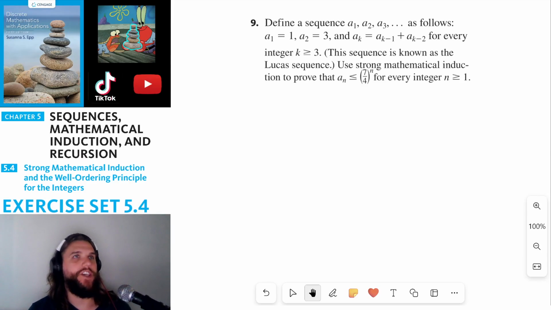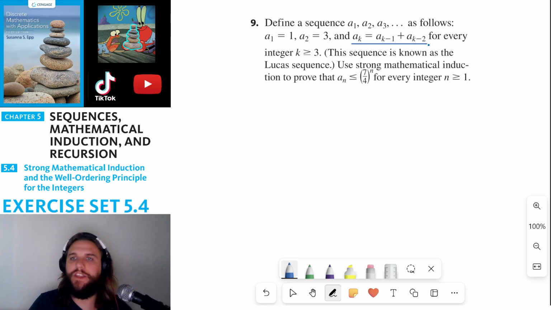Define a sequence a sub 1, a sub 2, a sub 3, and so on as follows. a sub 1 equals 1, a sub 2 equals 3, and a sub k equals a sub k minus 1 plus a sub k minus 2 for every integer k greater than or equal to 3. This sequence is known as the Lucas sequence. Use strong mathematical induction to prove that a sub n is less than or equal to (7/4) raised to the nth power for every integer n greater than or equal to 1.